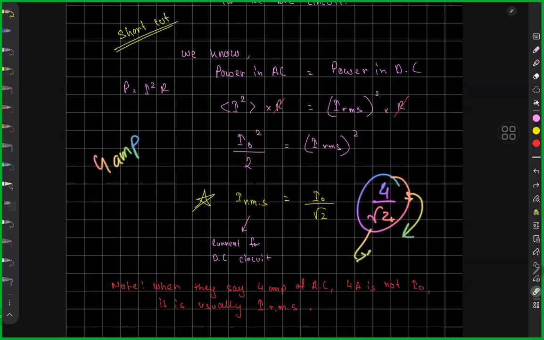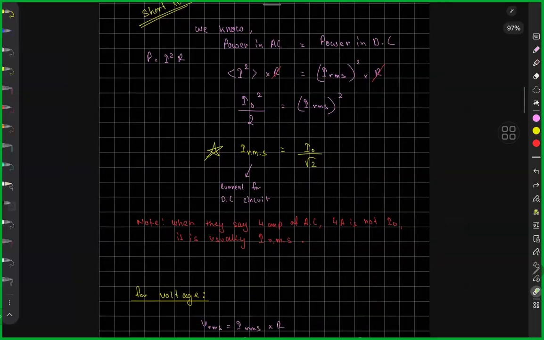Got it? Any question? I did talk about some very confusing stuff till now. But any question till now about any of this? Is it clear? Yep. Okay.